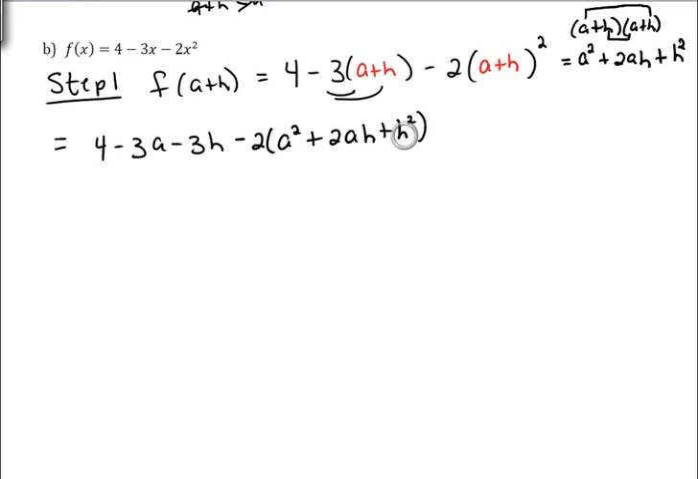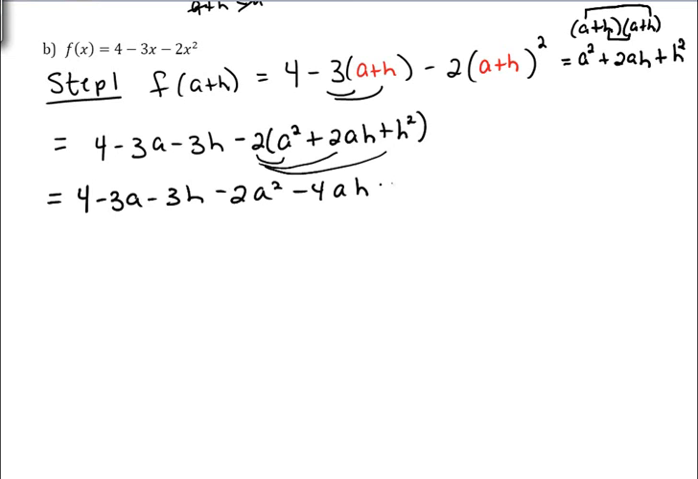Once you do FOIL on a plus h squared, then you can distribute this negative 2. So this gives us 4 minus 3a minus 3h minus 2a squared minus 4ah minus 2h squared. And you can't simplify anything in that expression right now, so we'll move on to step 2.